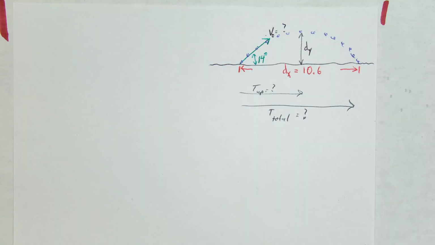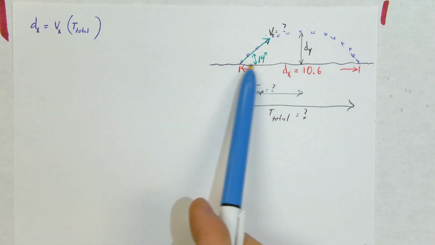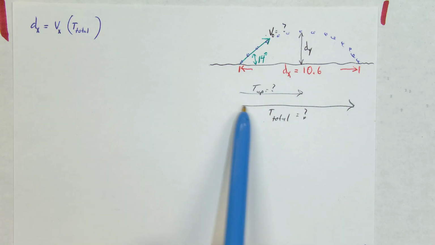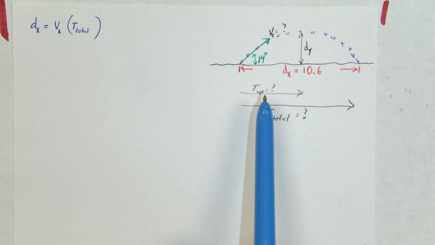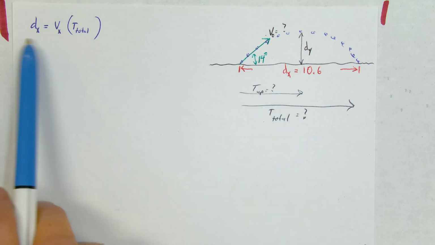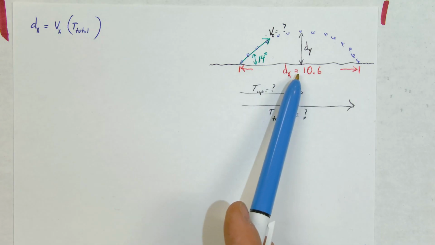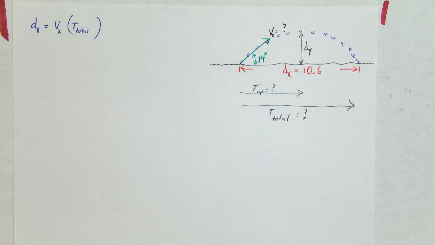So you can say that distance on the x is going to equal velocity on the x multiplied times time total. You've got to be careful with time total and time up, because time up is of course half. So we have this equation here, and we do have at least a number we can put in there, so I'll do that.